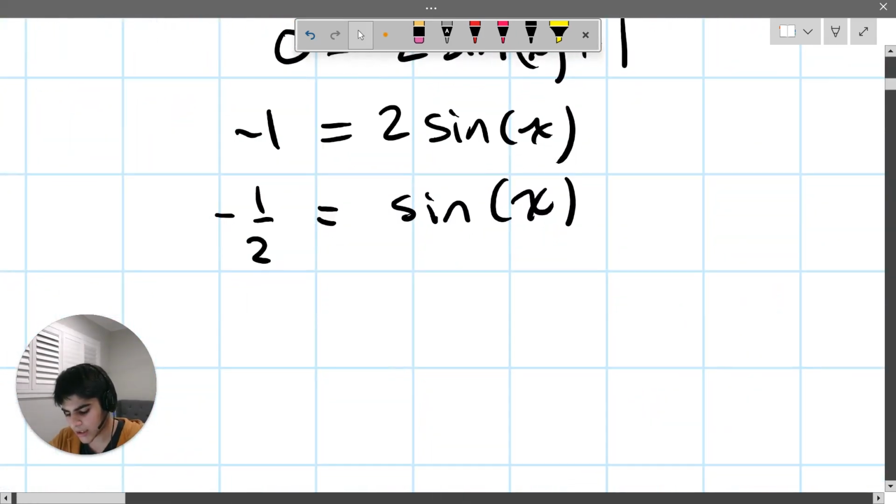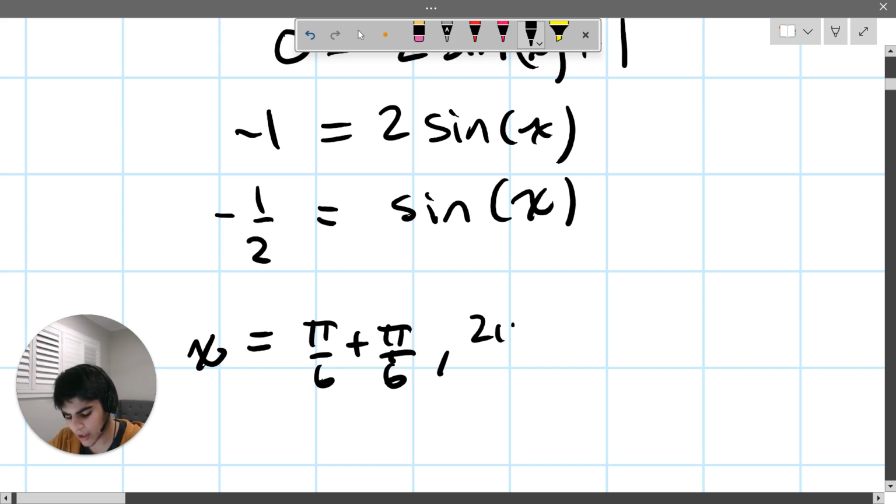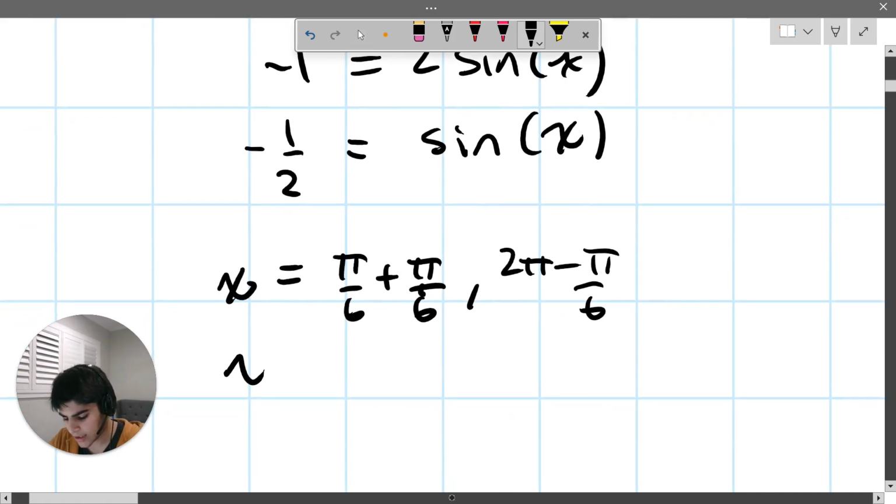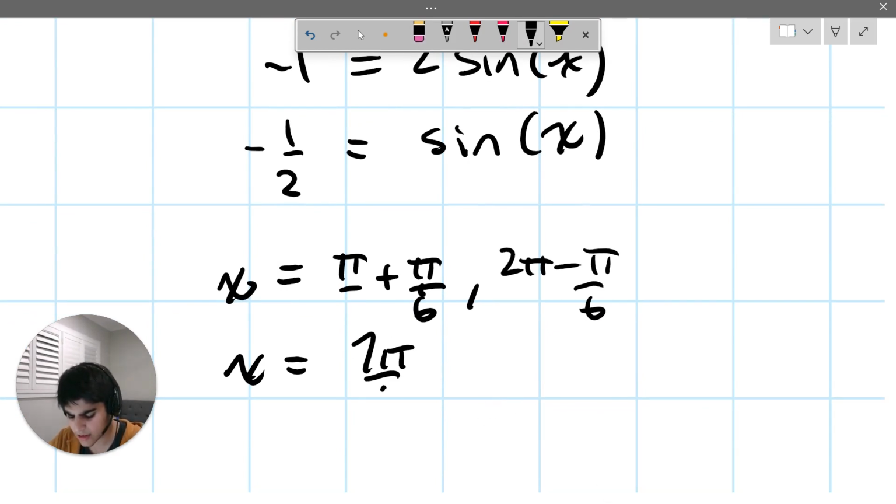Now, okay, sine x equals... no, let me make this easier. Pi on 6 plus pi on 6, and 2 pi minus pi on 6. X equals, what is this? 7 pi on 6 and 11 pi on 6.